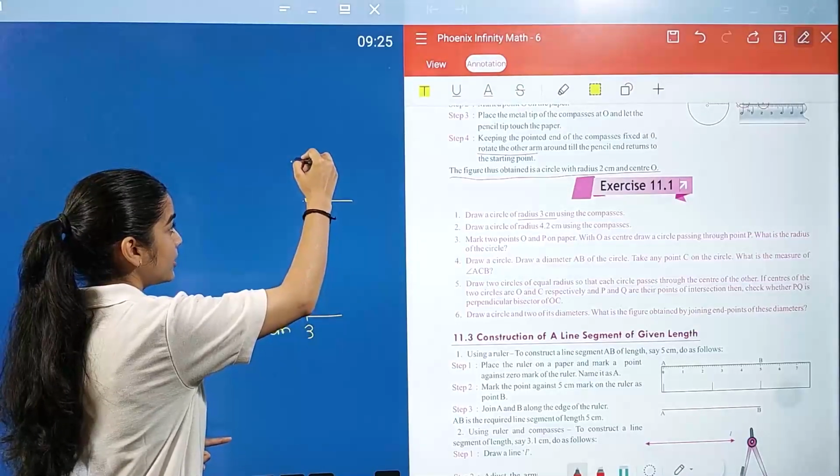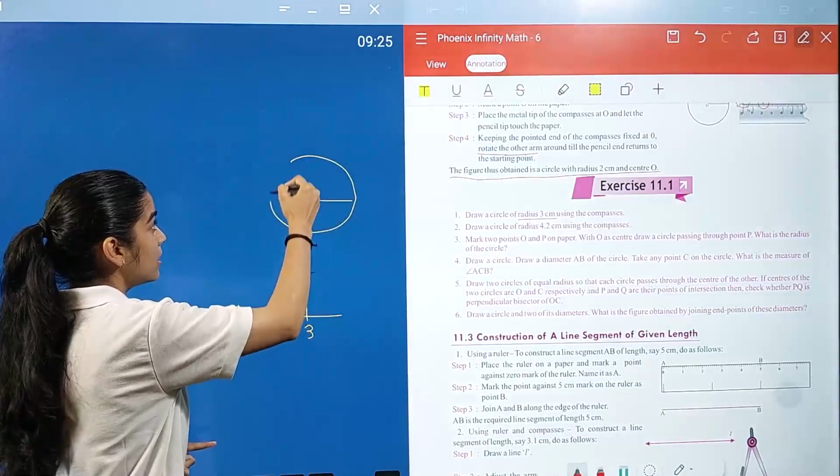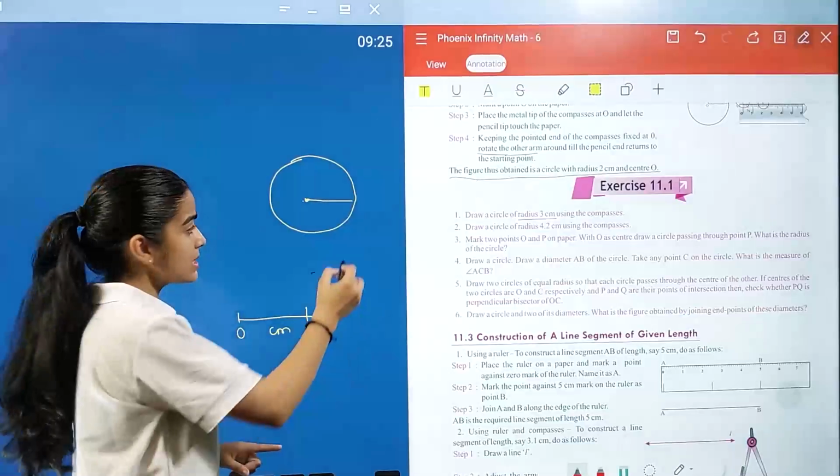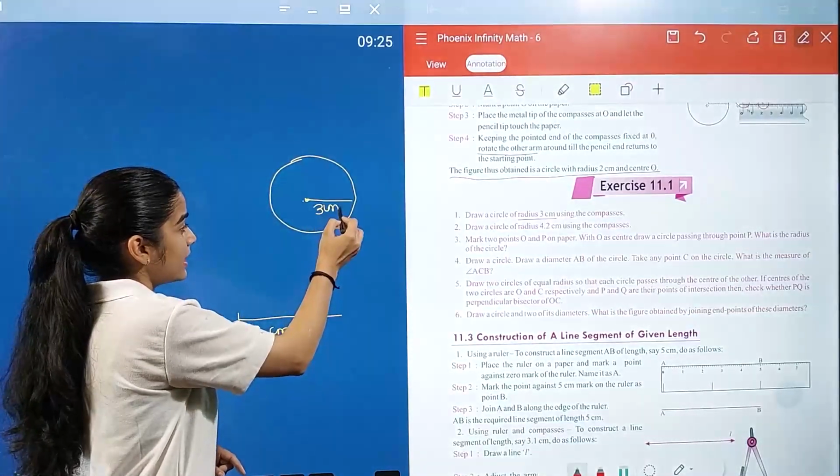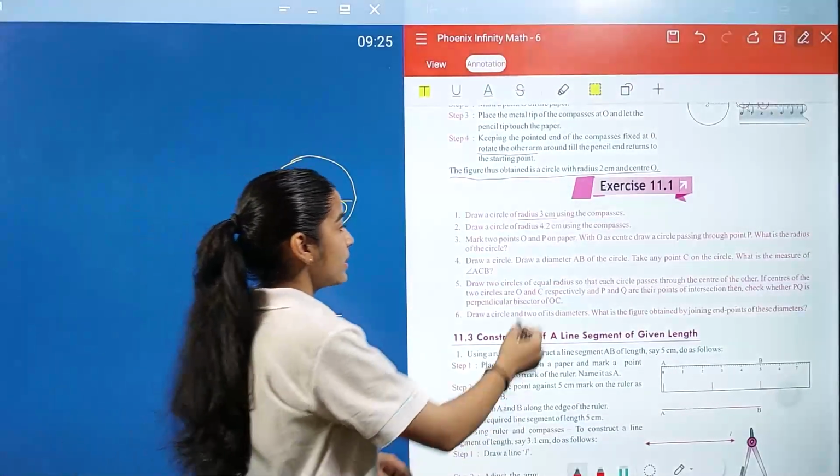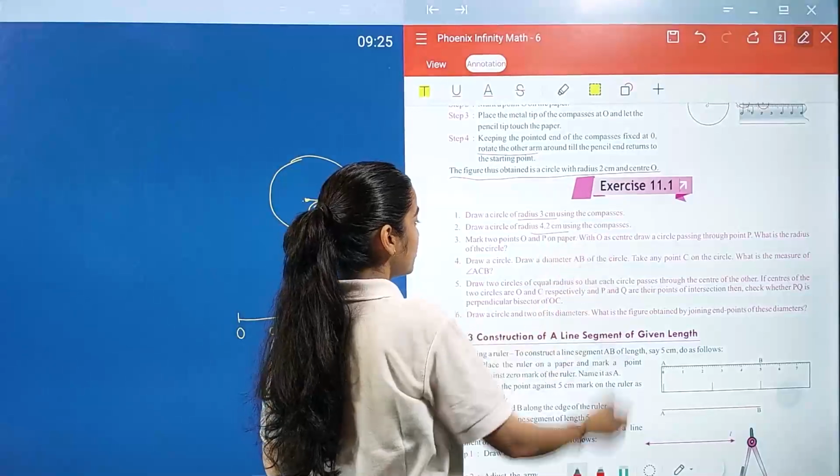For example, its starting point is this, so you have to make a complete round like this by moving your compass, and this is your circle of 3 centimeter. That's it. Again, you have to make a circle. You have to draw a circle of 4.2 centimeter.